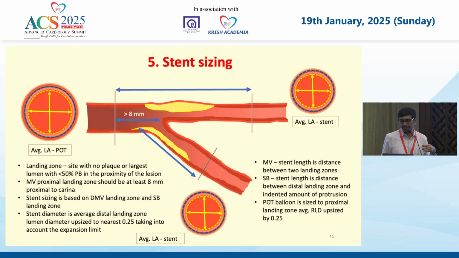The POT balloon is sized to the proximal landing zone, averaged to the reference lumen diameter and upsized by 0.25. That is how you size your stent and balloons for POT and post dilatation.